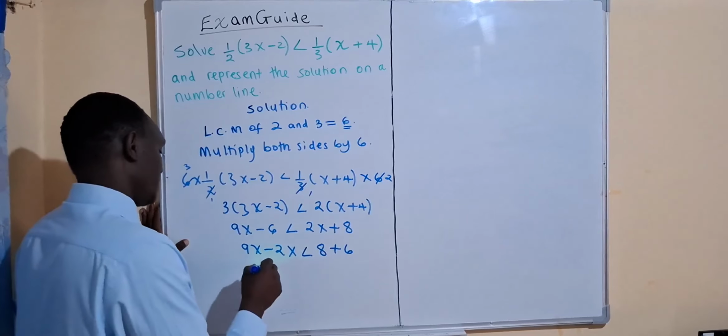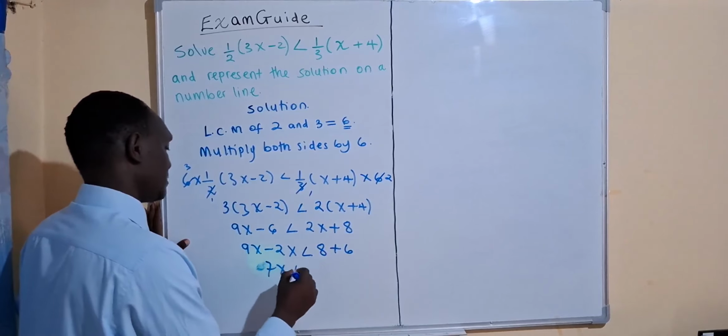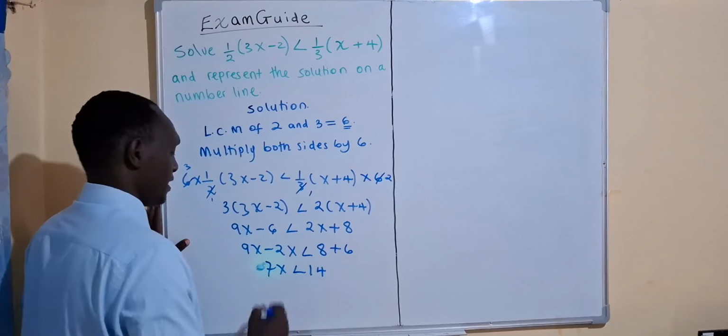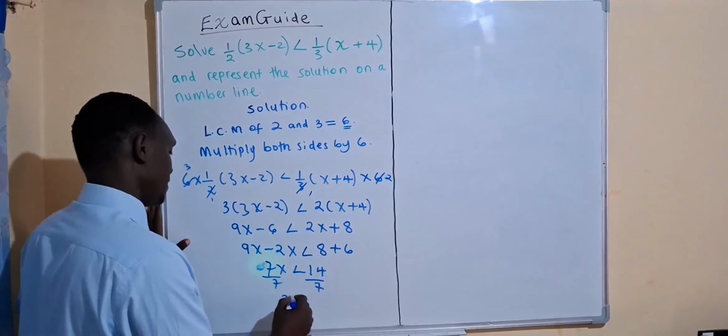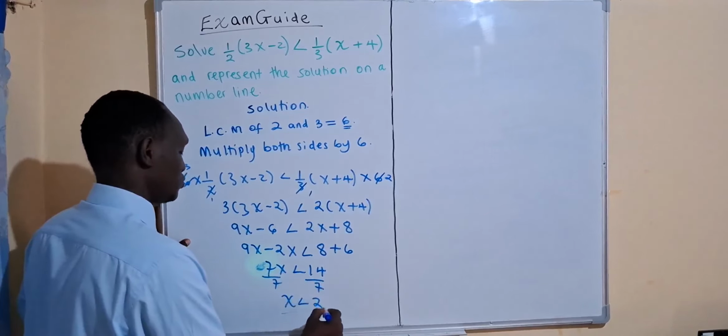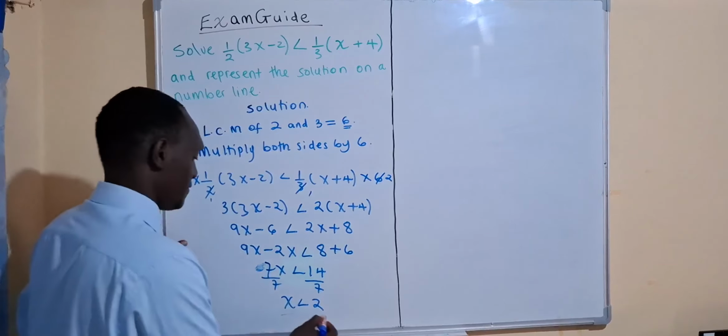So simplifying it further here gives us 7x. 7x is less than 14. And then we divide both sides by 7, both sides by 7. And here we shall see that x is less than 2. x is less than 2. That is what we have got.